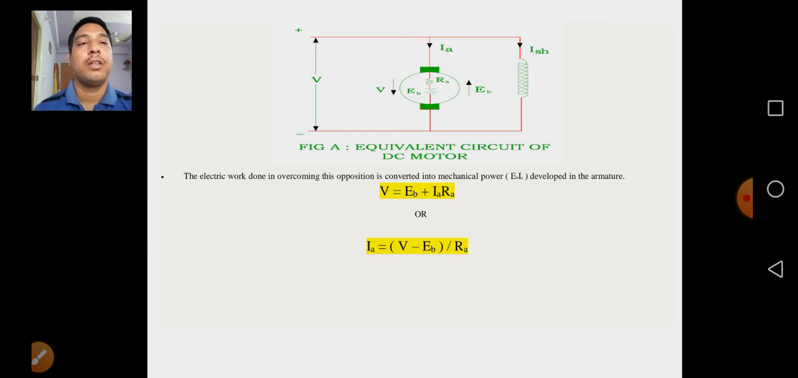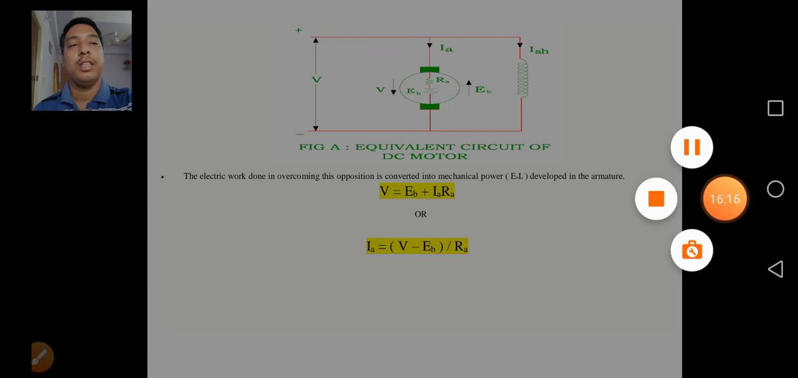So this is the working principle of the DC shunt motor, the DC motor working principle, and from that we have seen the voltage equation and the significance of back EMF in case of DC motors.